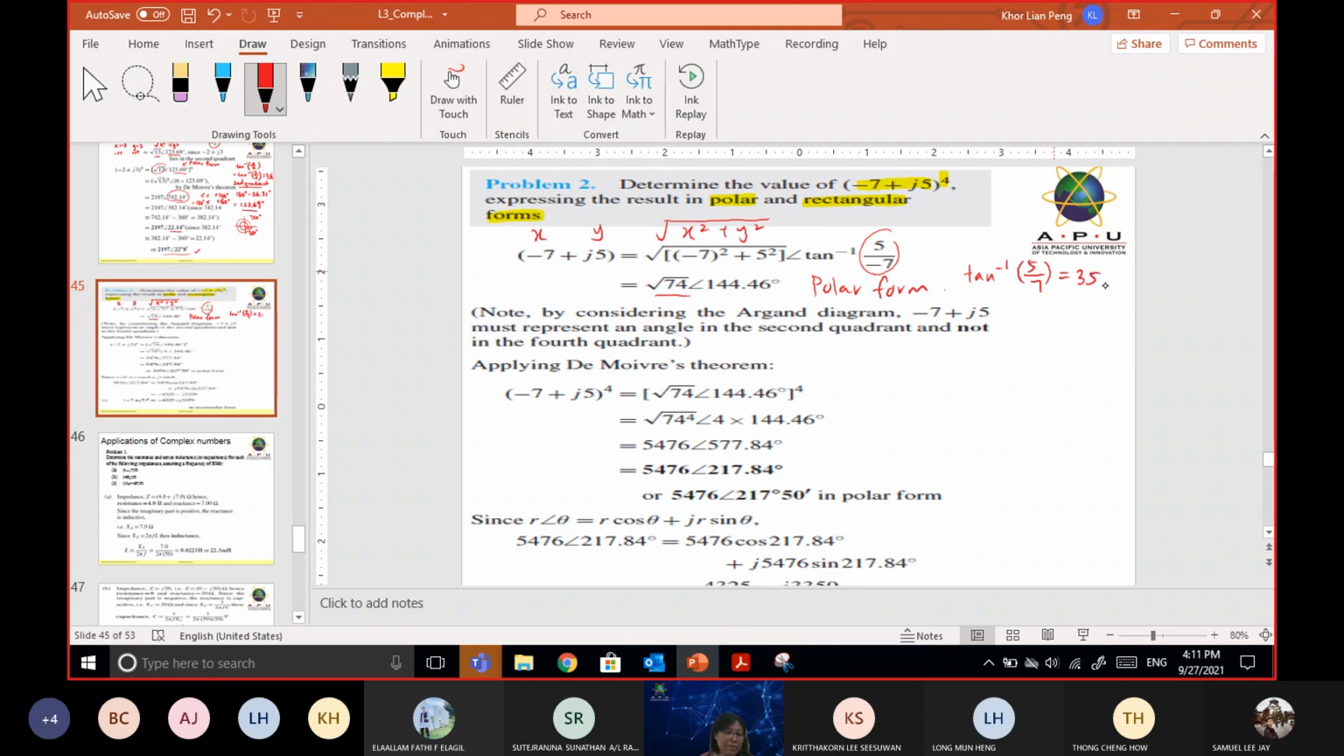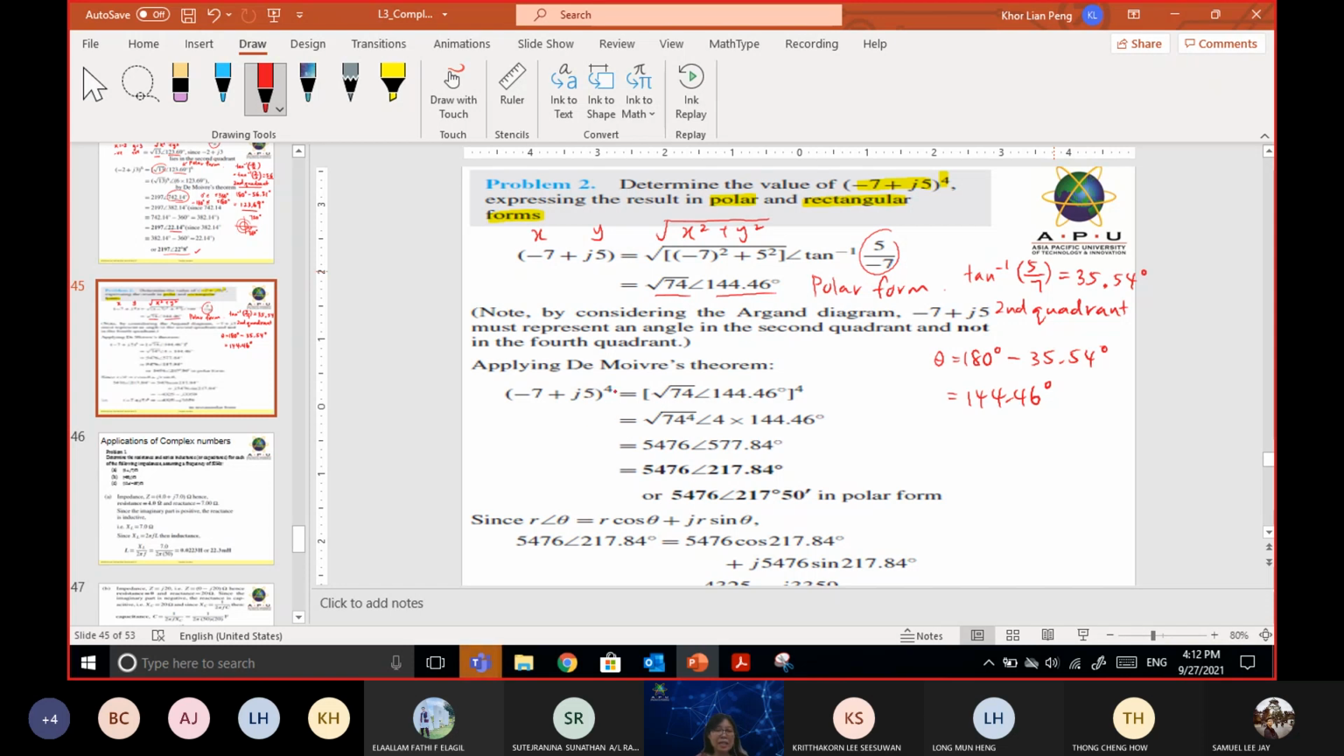So I get 35.54 degrees. Now when you look at it, x is negative, y is positive, which quadrant, students? X negative, y positive, which quadrant? Second quadrant. So for second quadrant, how are you going to calculate? Then theta equals 180 minus 35.54, which is 144.46. That's how you get 144.46.